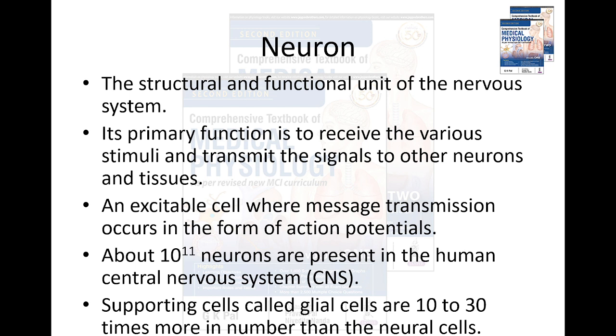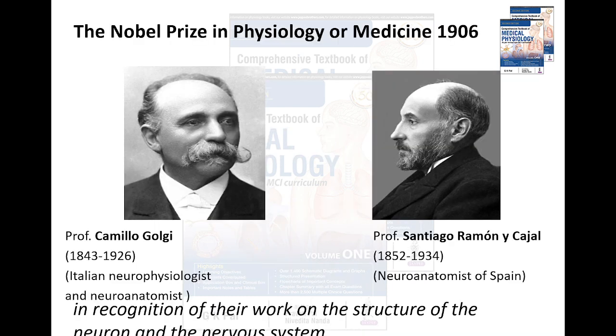The supporting cells are called the glial cells. There are two scientists who enormously contributed to neurophysiology: Professor Camillo Golgi and Professor Santiago Ramón y Cajal. These two people belong to Italy, and in recognition of their work on the structure and functions of the neuron and nervous system, they were given the Nobel Prize in 1906.